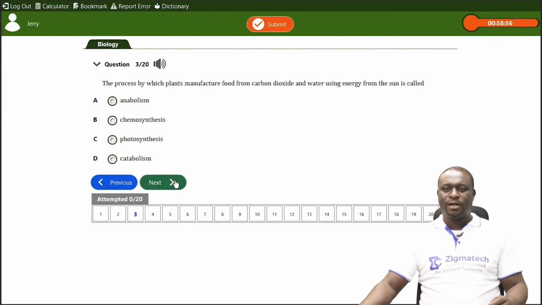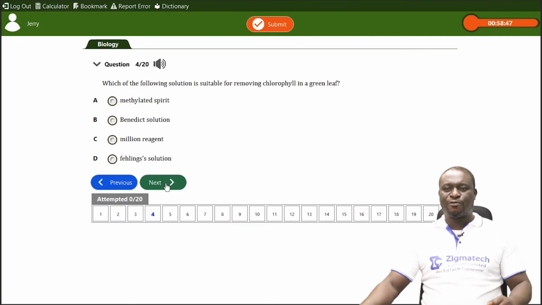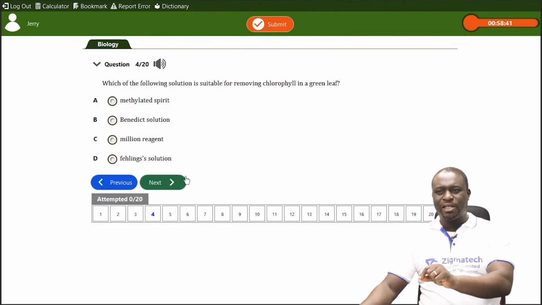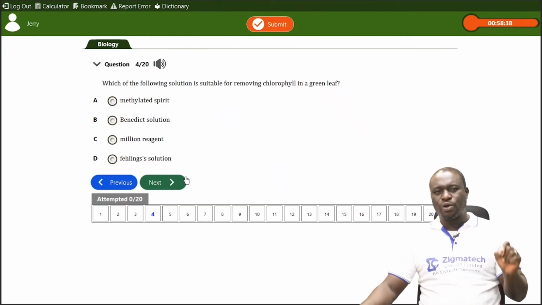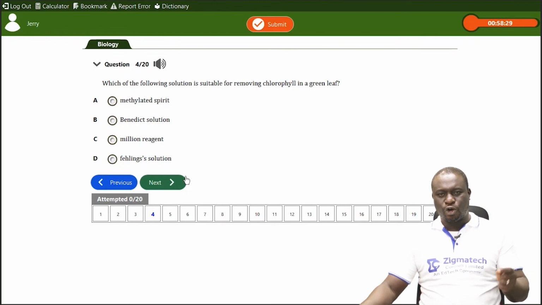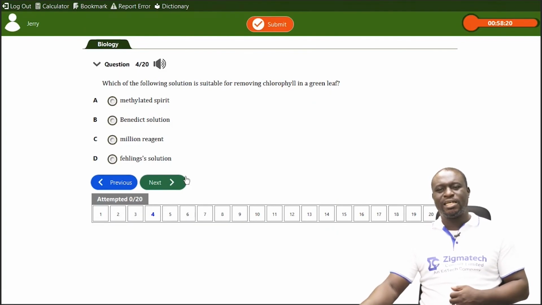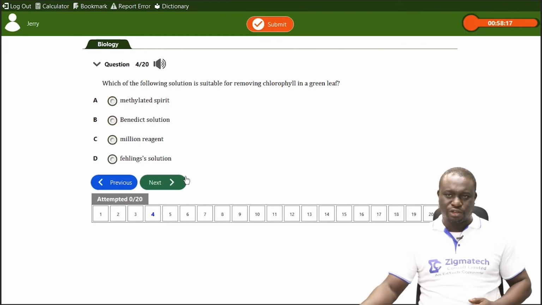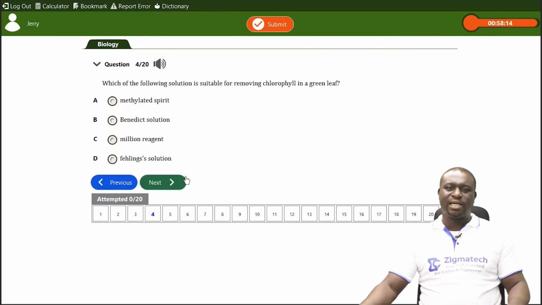And then finally, question 4. Look at this. Which of the following solutions is suitable for removing chlorophyll in green plants? If you could recall, when we were looking at testing a leaf for starch, we said that ethanol is used to remove chlorophyll or to decolorize the leaf. Now, B is Benedict's solution, it's not ethanol. C is Millon's reagent, it's not ethanol. D is Fehling's solution, it's not ethanol. The correct option is A, methylated spirit.